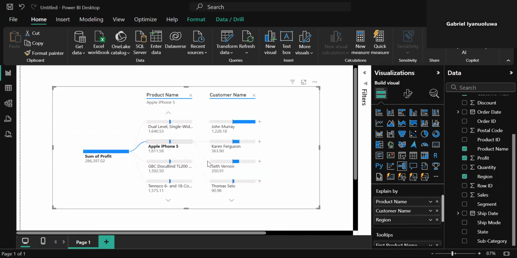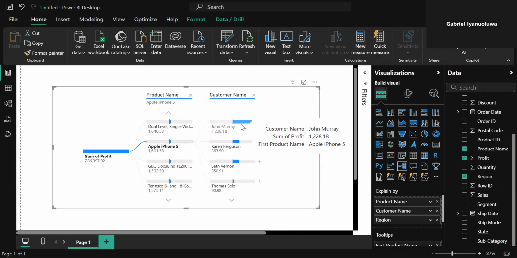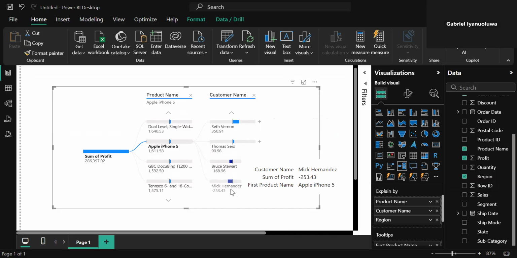If I click on customer name, now we can see that from here I'm seeing John Murray. John Murray had more sales in Apple iPhone 5, made more than 1,000 and all that on iPhone 5, followed by Karen Watts. Now, let's see the person that made low impact on Apple iPhone 5. We have this man. You can see the negative.